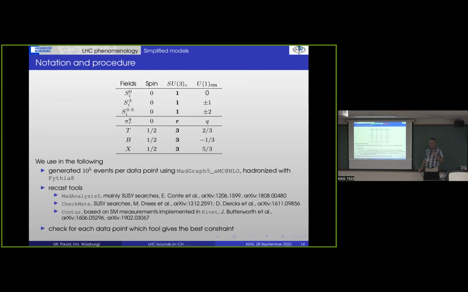The caveat here, one should say, of course, is that we rely on the analyses implemented in each of the tools. And these are, of course, not all LHC analyses, so it's only a subset. Each of these tools has a different subset of LHC analyses. They're partially overlapping, but they are partially different analyses. That's the reason we really have to check in every case which analysis tool gives us the stronger bound.